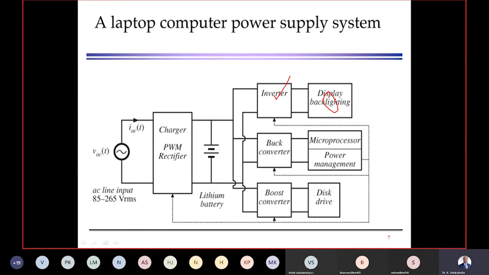So that is taken care of by the inverter. The inverter converts 19 volt to 600 volt. Some are designed for 200 also, in AC form. That is given to the display backlighting. So I got an inverter here. Rectifier is there, inverter is there.